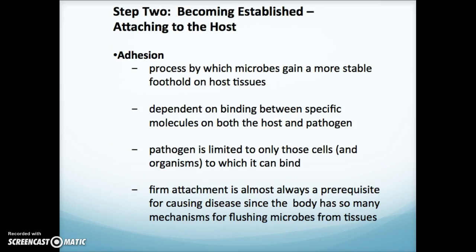Step two, after we have that portal of entry, is becoming established or attaching to the host. Most microbes will go through some sort of adhesion in which they can gain a stable foothold on host tissues. This is very dependent on binding between specific molecules on both the host and pathogen. The pathogen is limited to only those cells to which it can bind. It's not going to do it if it can't bind to the cells. Firm attachment is almost always a prerequisite for causing the disease, because otherwise the body would have a way of getting rid of the microbes. So it really needs to adhere to the tissue.